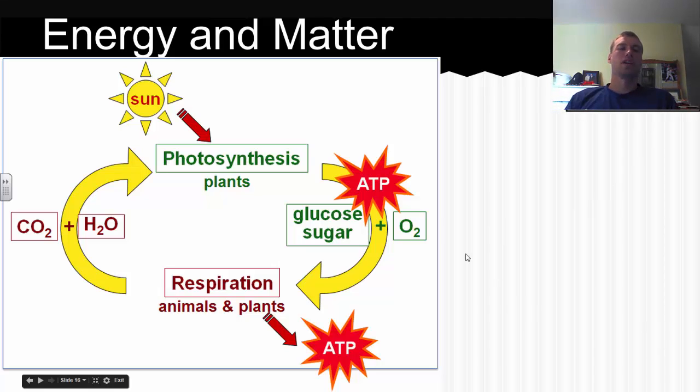So just putting it all together, energy and matter are being cycled together. It is the processes of photosynthesis and aerobic respiration that are making this happen. The sun's energy drives photosynthesis, which will create some ATP along with glucose and sugar. The glucose and sugar and oxygen combine together in respiration to form more ATP, which forms carbon dioxide and water, and it just keeps going around and around.